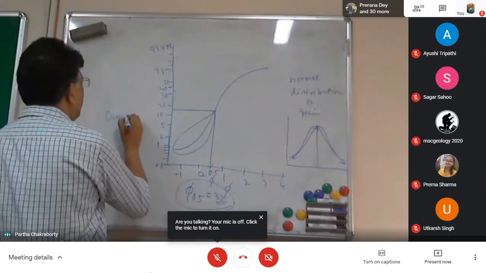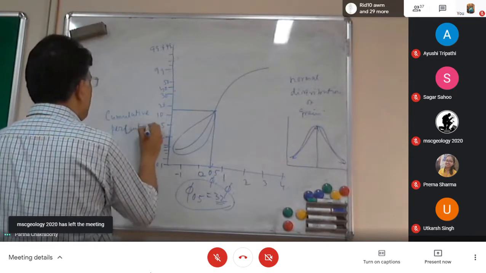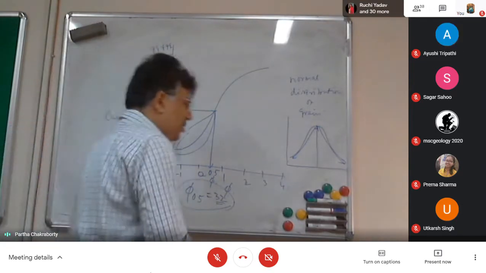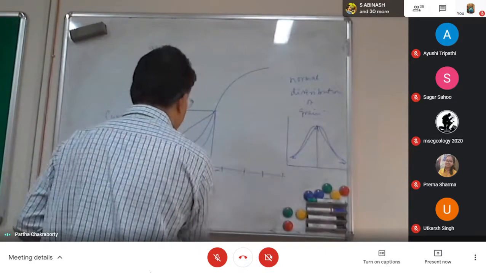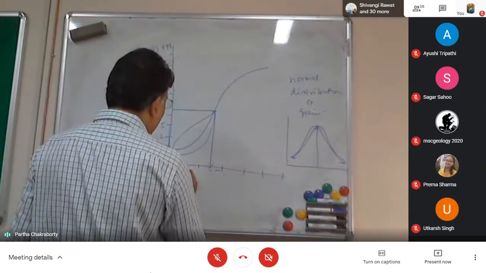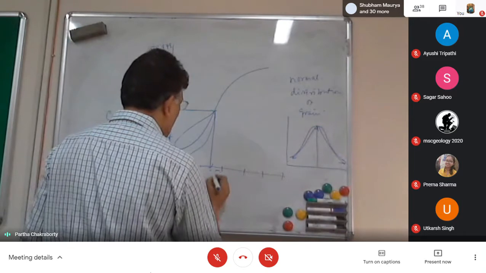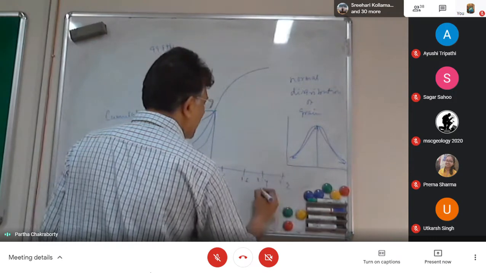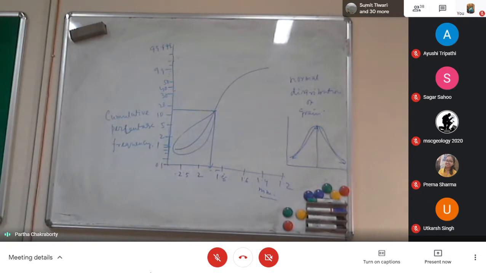Cumulative percentage frequency. Now what we will do? We will use the millimeter scale. In the millimeter scale, I can have the 2.5 to 1.8, 1.6, 1.2. These are all millimeters. Okay.